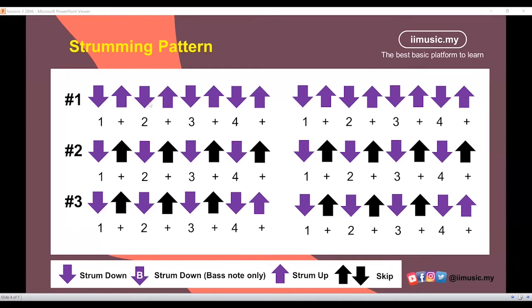And as you can see in the patterns that I share with you, for example, number 1, the arrows. When the arrows are down, we play a downstroke. And when the arrows are pointed up, we play an upstroke. Okay, it is called upstroke. And it repeats all over again in number 1.